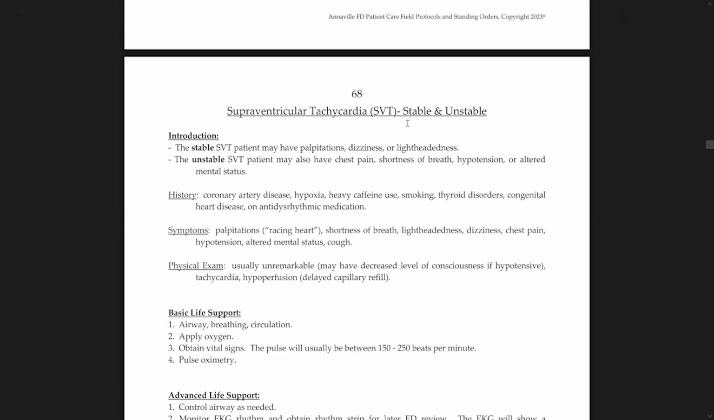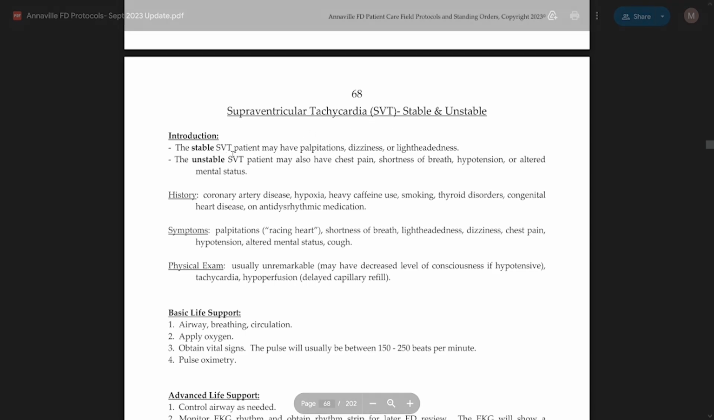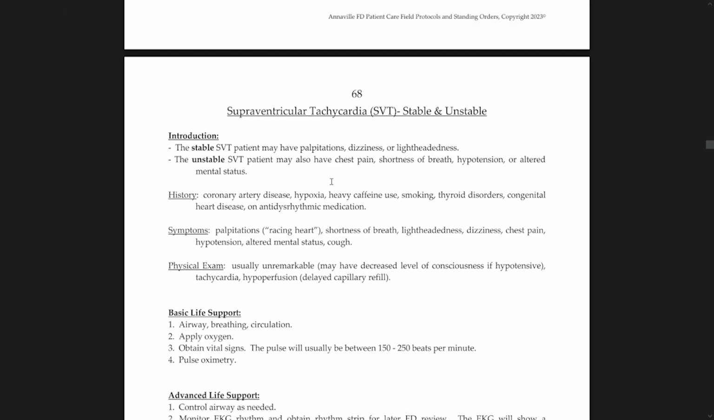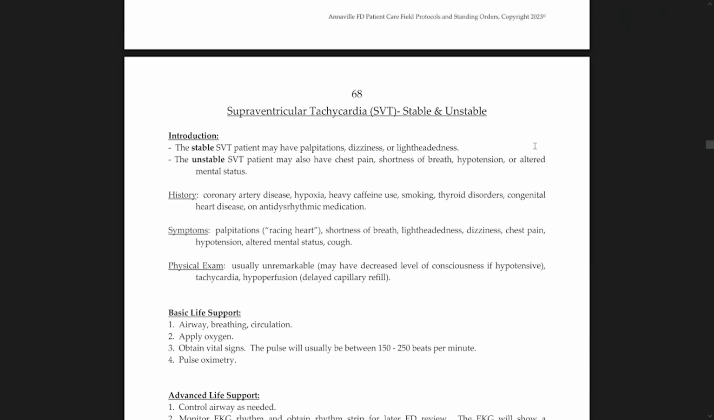Supraventricular tachycardia, or SVT, either being stable or unstable. So, to introduce this topic, the stable SVT patient may have palpitations, dizziness, or lightheadedness. However, this is very important, the unstable SVT patient may also, including these, have chest pain, shortness of breath, hypotension, or an altered mental status.